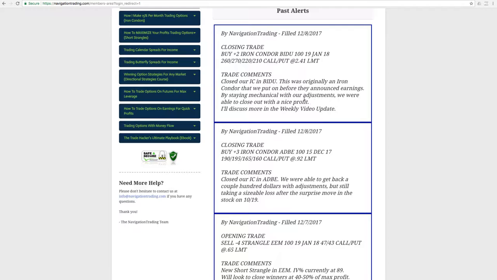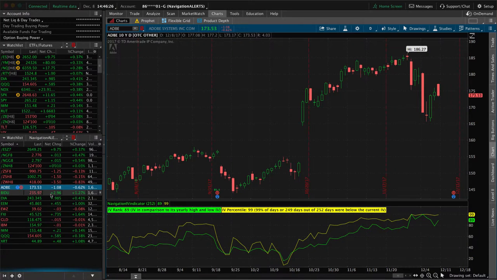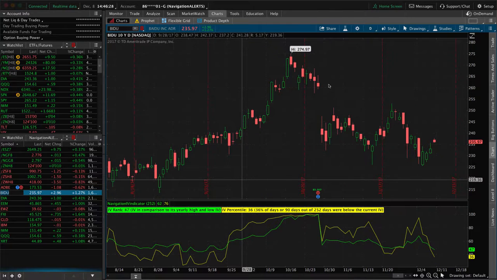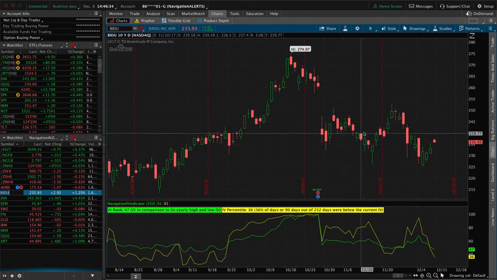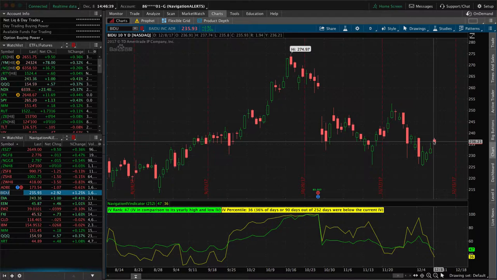And then lastly, in Baidu. So this was another situation where we had an earnings iron condor on in Baidu, and if we take a look at the chart, you can see we put this on before earnings, had this huge move down, broke through our range, and so we had to adjust and stay mechanical, and by doing that, we were able to take off the entire trade today and book a couple $100 profit.